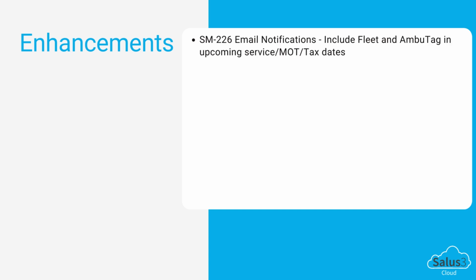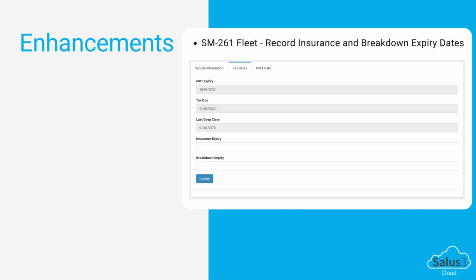Email notifications that will be sent out from next week will include fleet and ambu tag records in there, so upcoming services, MOTs that are due, tax that are due within the next 30 days. So those will now appear in the organization email notifications. You are now able to record both insurance and breakdown expiry dates against your fleet vehicles.